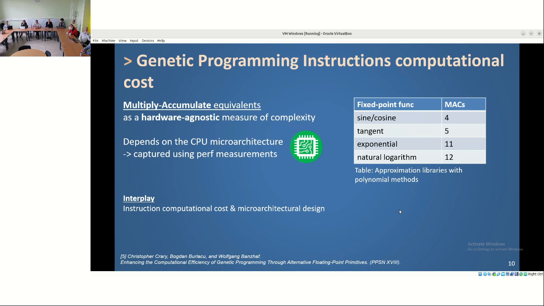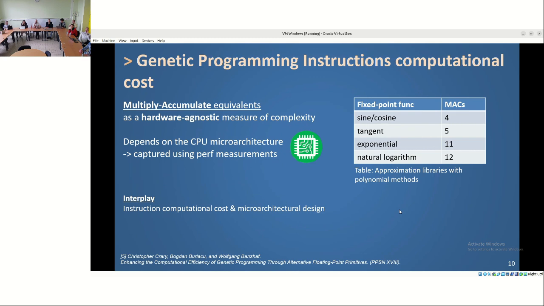Using different instructions has an impact on the cost. Here we can define a hardware agnostic measure of this cost. What I mean by that is that the cost of executing an instruction always depends on the microarchitecture that you execute it on. So we try to take a step back and give a hardware cost that is independent of the microarchitecture.